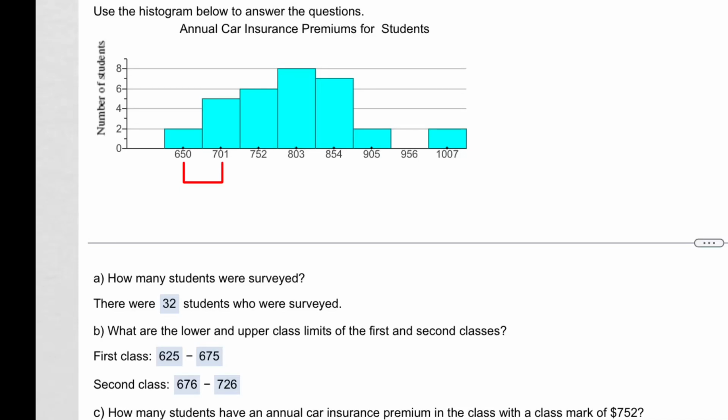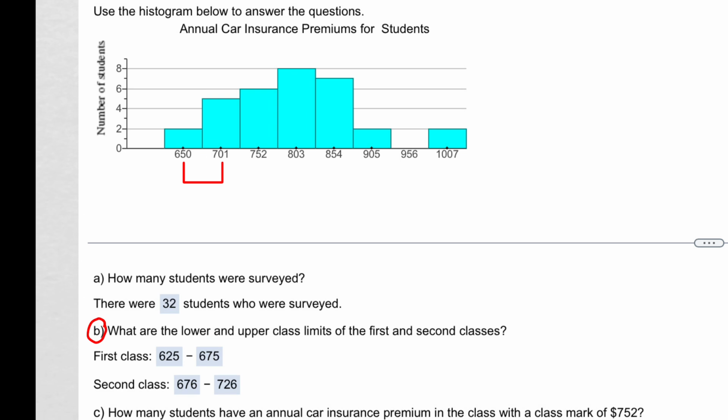In this problem, we're looking at part B, which asks what are the lower and upper class limits of the first and second classes. So in order to figure this out, I'm going to look at the difference between the class midpoints or class marks for those two classes. So we have 650 for class 1 and 701 for class 2.